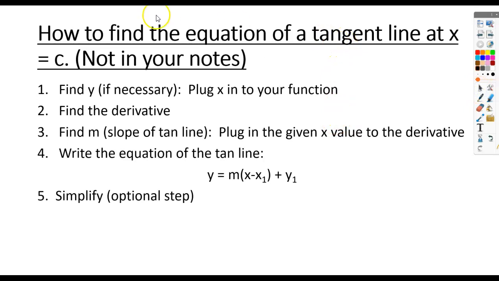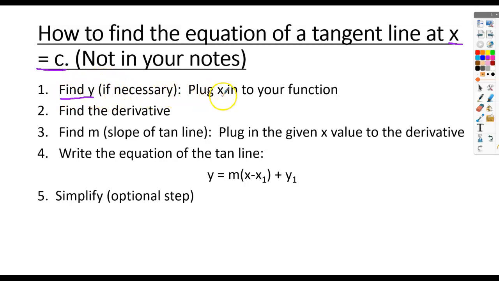Well, it turns out that finding the equation of a tangent line is the same thing. You need a slope, and you need an x, and you need a y, and you're just going to plug it into this formula. So here's how you do it. First of all, find the y if necessary. And a lot of the problems I'm going to give you, I'm only going to give you the x value. In this case, I'm saying x equals c. So find the y value if necessary.